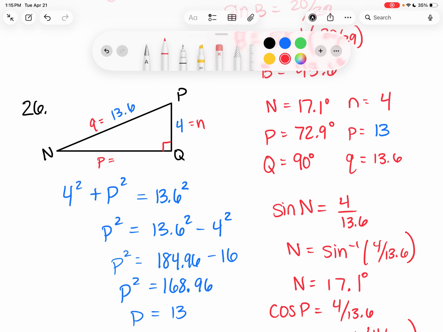And again, I can do a quick check here and make sure that these add up to 180. And then I've solved that. Any questions on those ones?